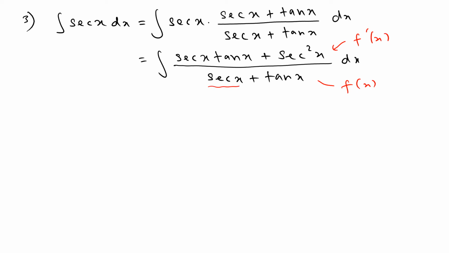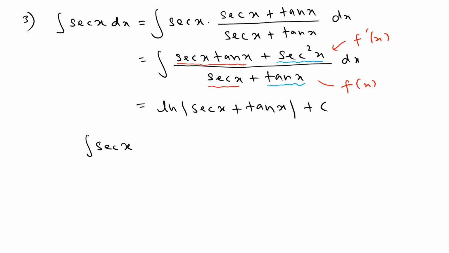Derivative of secant is secant tan. Derivative of tan is secant squared. So this is just a natural log function. That means this is simply going to be natural log of secant x plus tan x. So this is going to be another formula, and this is also very, very useful. We can write this new formula: the integral of secant x dx is equal to natural log secant x plus tan x plus c. So that's a formula.